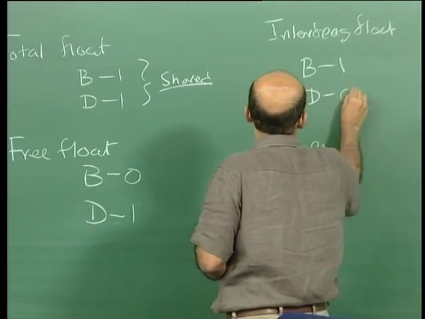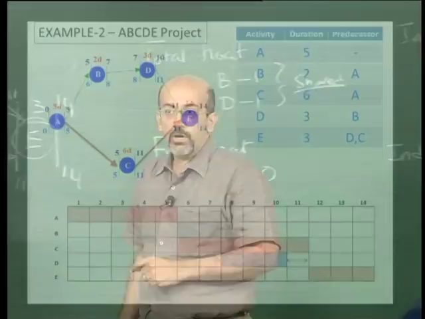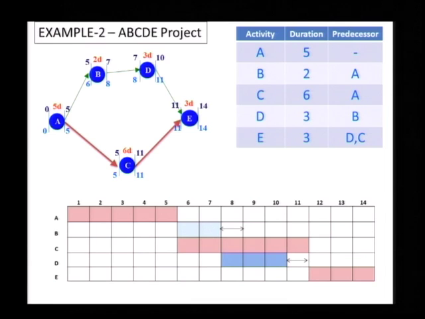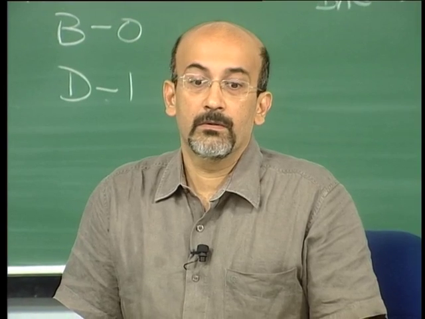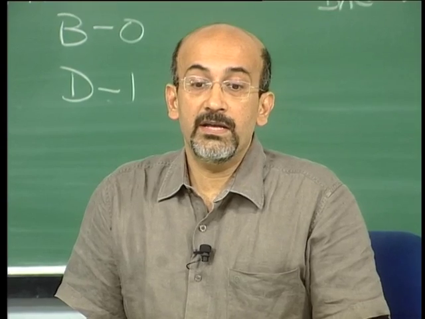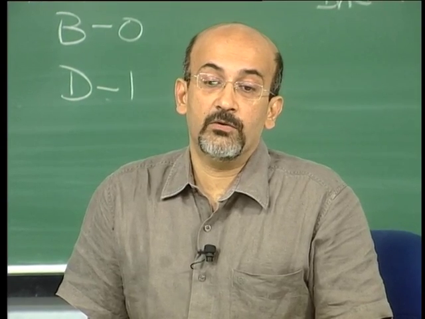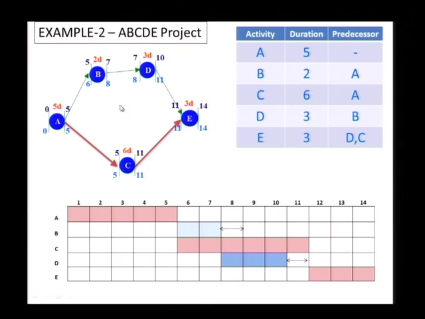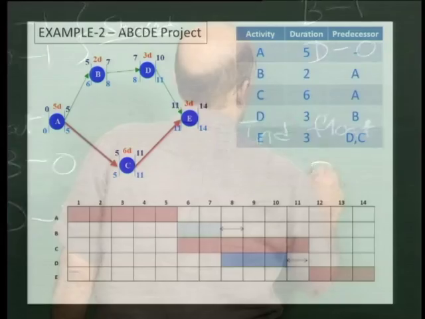D has none. What about independent? Do any of these have independent float? Right now you can see that D is influenced by the start of B. If I delay B, D gets delayed. That means it's not independent of B. There is no independent float. So both B and D have no independent float.